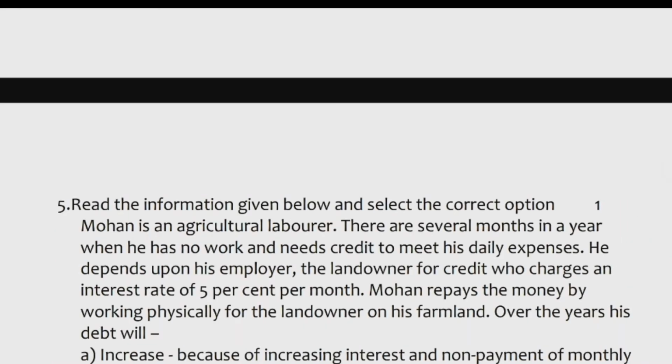5. Read the information given below and select the correct option. Mohan is an agricultural laborer. There are several months in a year when he has no work and needs credit to meet his daily expenses. He depends upon his employer, the landowner, for credit, who charges an interest rate of 5% per month. Mohan repays the money by working physically for the landowner on his farmland. Over the years, his debt will: options: A. Increase because of increasing interest and non-payment of monthly amount.